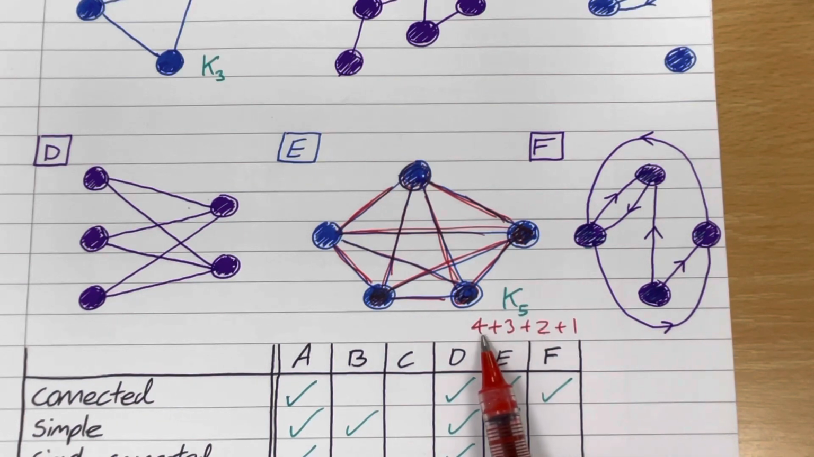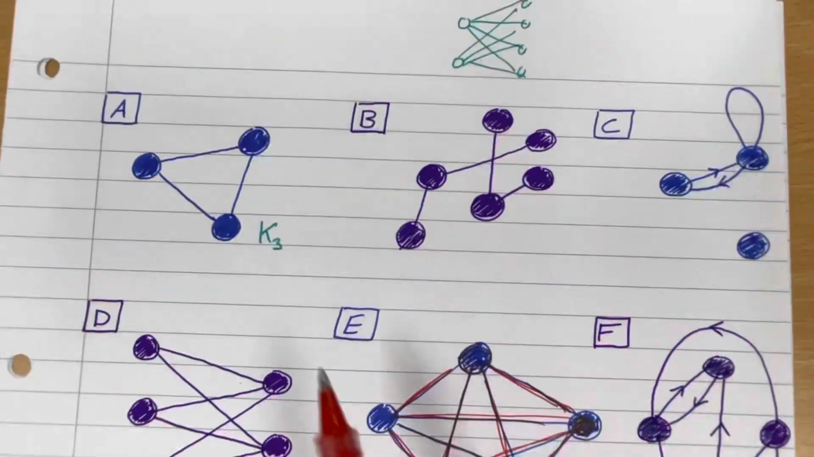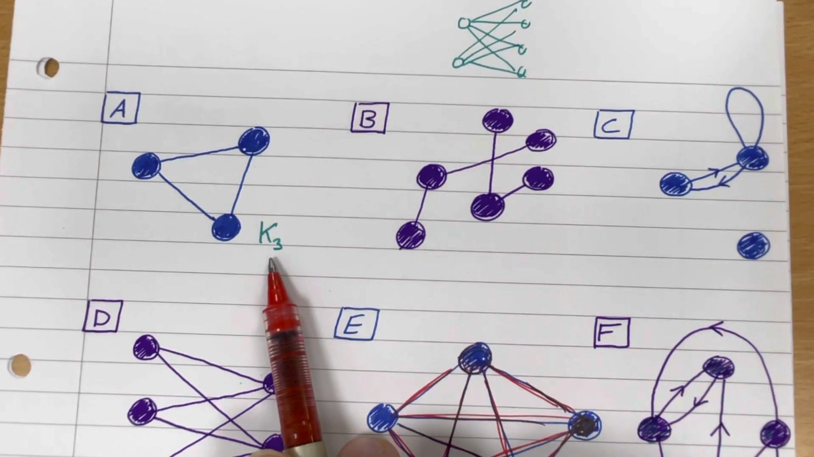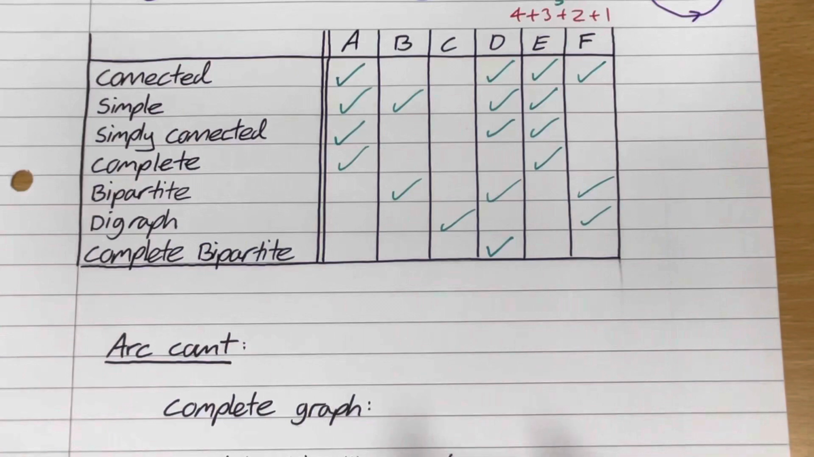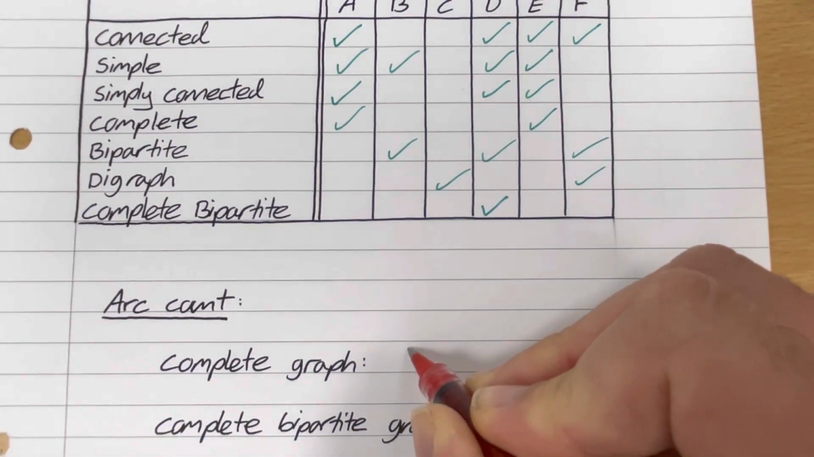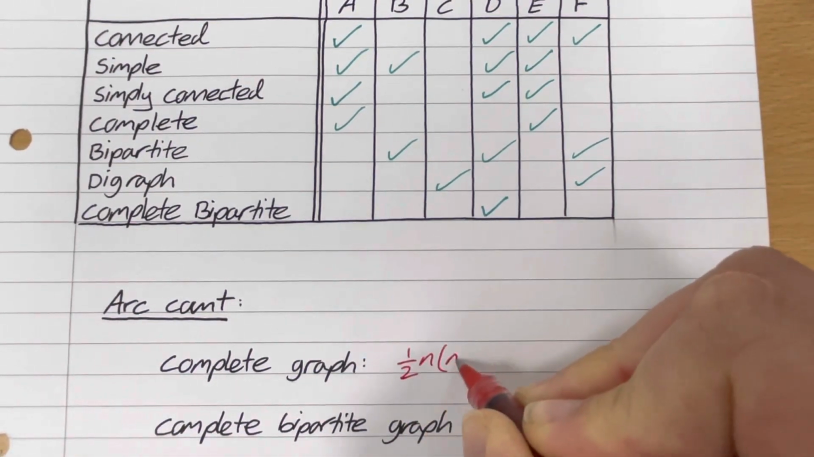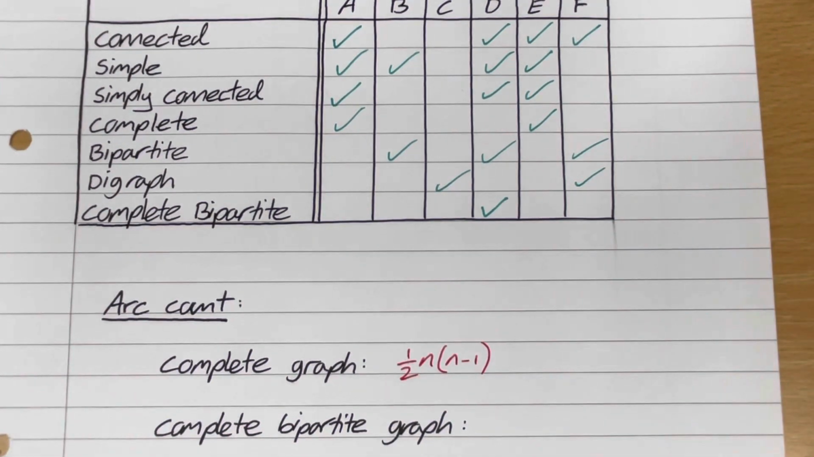So the 4th triangle number is 10, so K5 has 10 arcs. The 2nd triangle number is 2, so therefore K3 has 2 arcs. In general, the complete graph will have half n times n minus 1, which is the n minus 1th triangle number. Okay, n minus 1th triangle number.